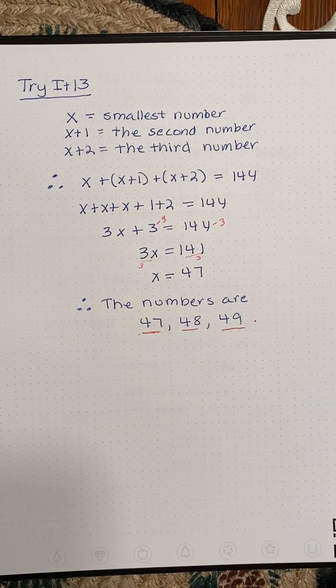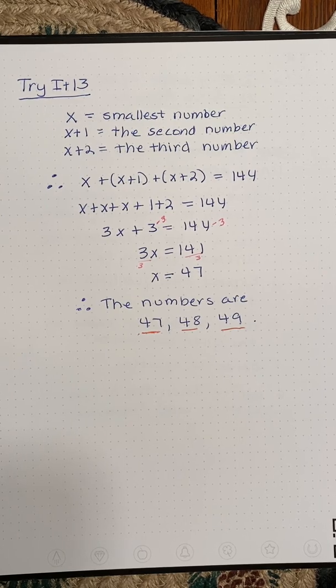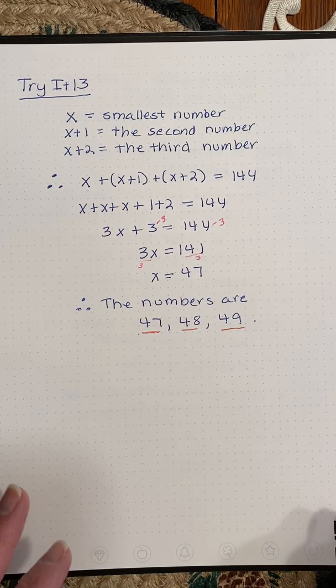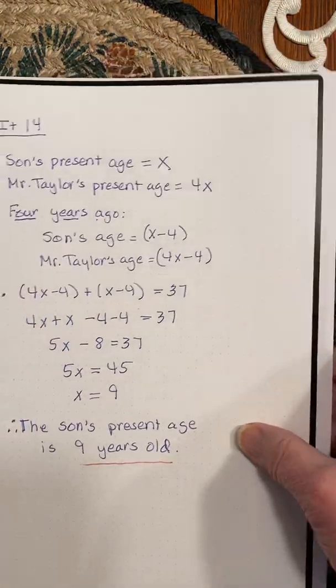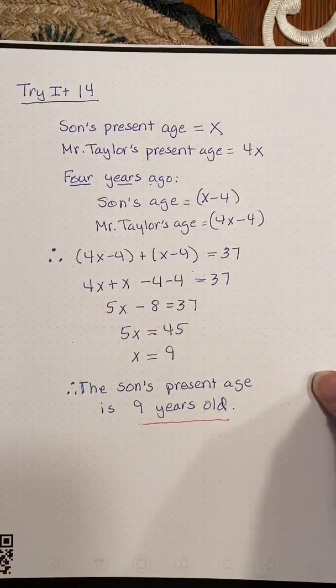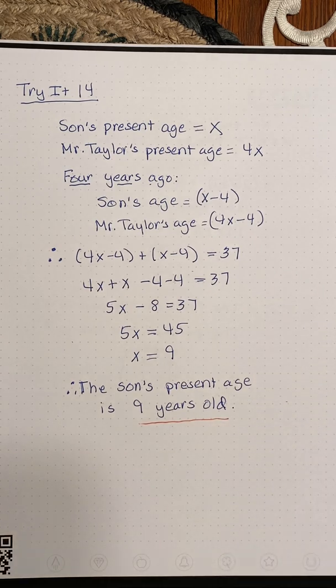Okay, turning the page to 128, we have a couple more problems to work through. So let's not dally, let's get right to it. Try it 14 says, Mr. Taylor is 4 times as old as his son. 4 years ago, the sum of their ages was 37 years. Find the son's present age.